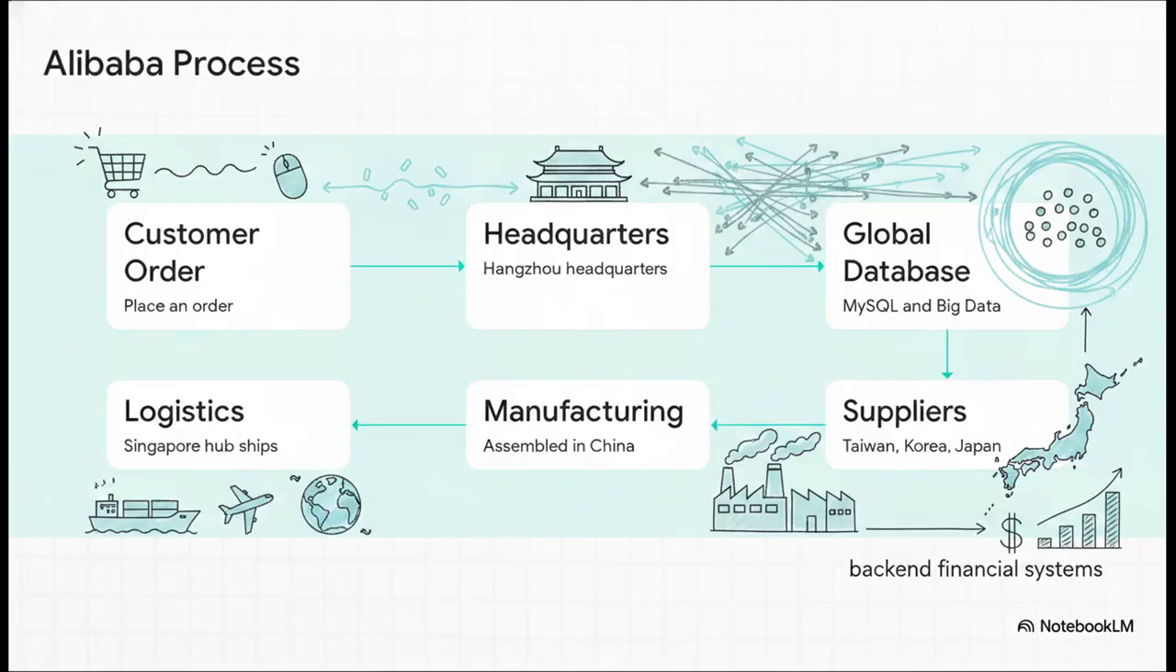Okay, let's dive a bit deeper into this incredibly intricate orchestration by looking at a specific order process. What actually happens when a customer clicks buy on a massive e-commerce site like Alibaba? Well, that single click triggers an absolute chain reaction using data and real-time tracking. The customer order pings the Hangzhou headquarters, which instantly routes through a global database using big data and SQL servers. This immediately notifies suppliers in Taiwan, Korea, and Japan to start sending materials over to manufacturing in China. Once it's built, smart logistics hubs in Singapore consolidate the products, distribute them to places like North America, and, this is the crazy part, simultaneously, back-end financial systems automatically generate multi-currency reporting. All of that from just one click.